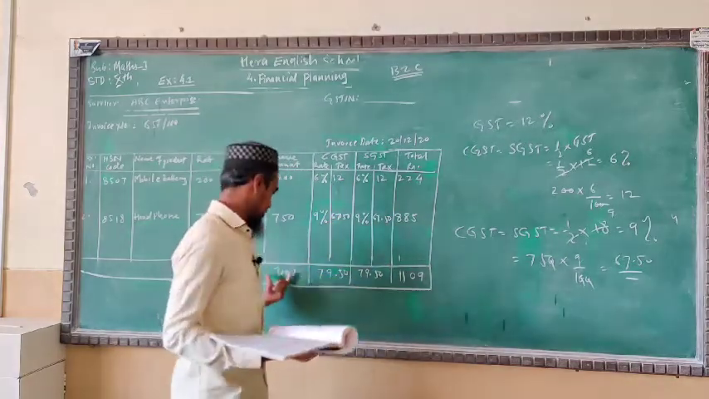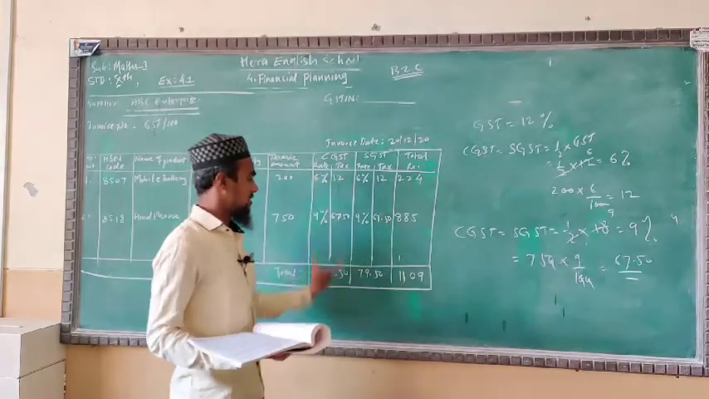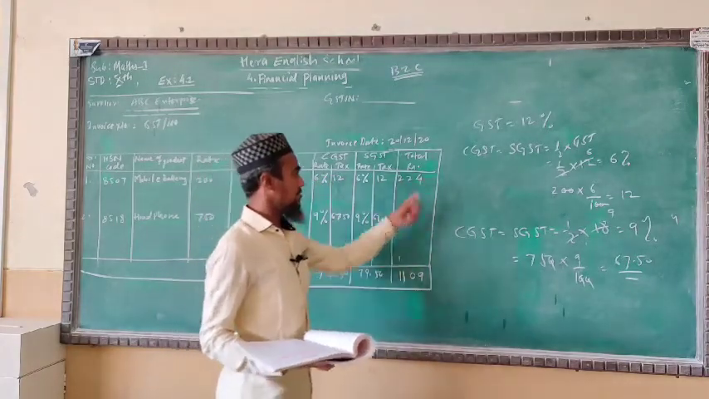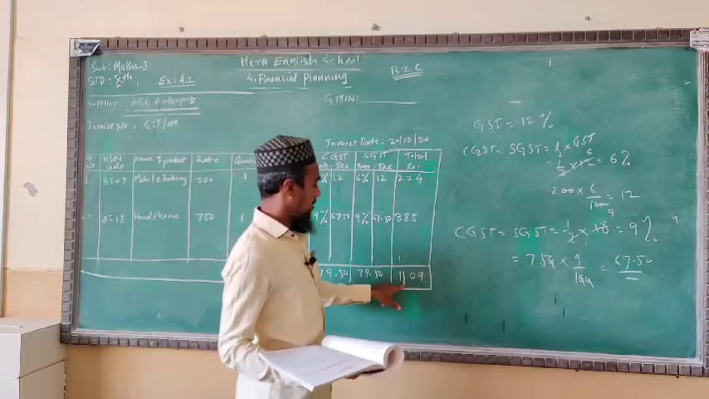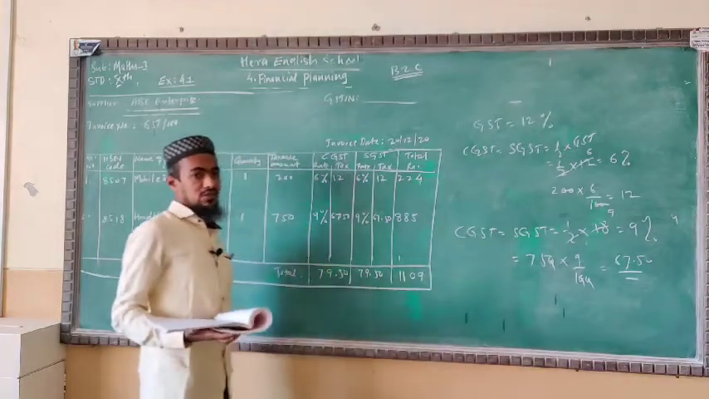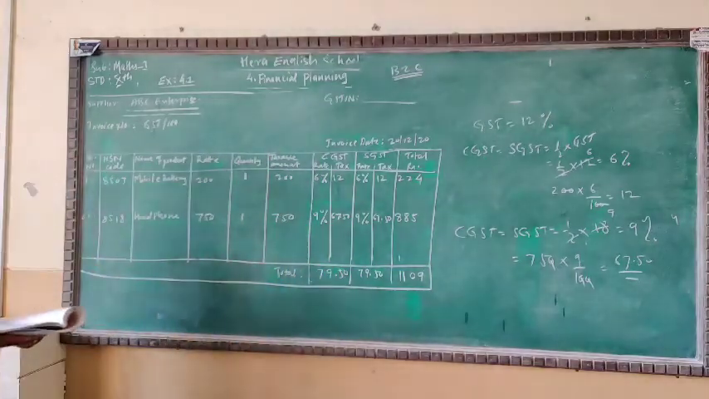Now addition of these two things, the CGST and SGST addition will be there. It is called the total. The total will be of CGST, SGST and the total with GST. You will get 1109 rupees. It is the total amount. Everyone got this one bill?